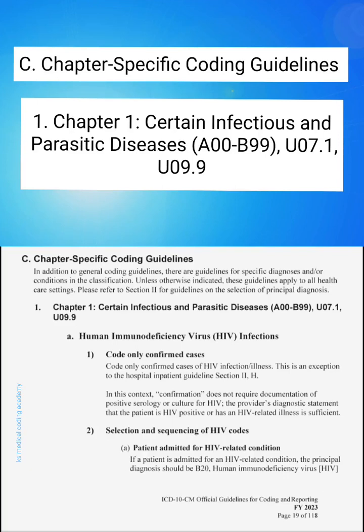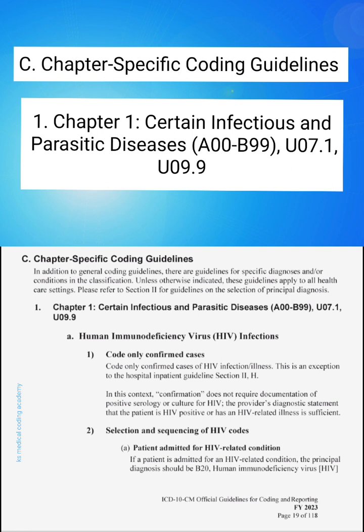C. Chapter-specific coding guidelines. In addition to general coding guidelines, there are guidelines for specific diagnoses and/or conditions in the classification. Unless otherwise indicated, these guidelines apply to all healthcare settings. Please refer to Section 2 for guidelines on the selection of principal diagnosis. 1. Chapter 1. Certain infectious and parasitic diseases.